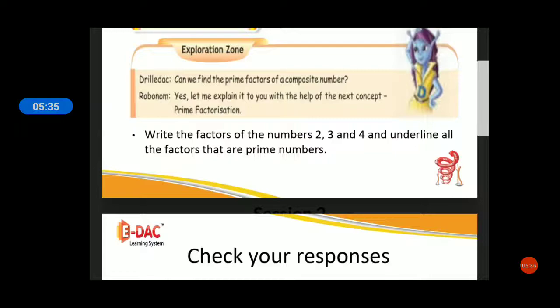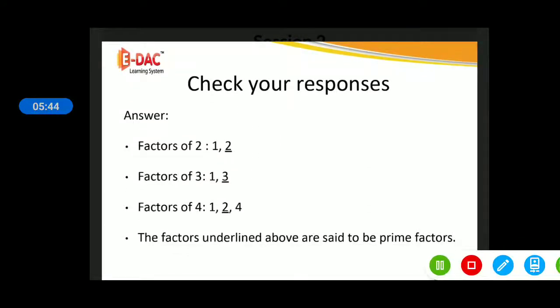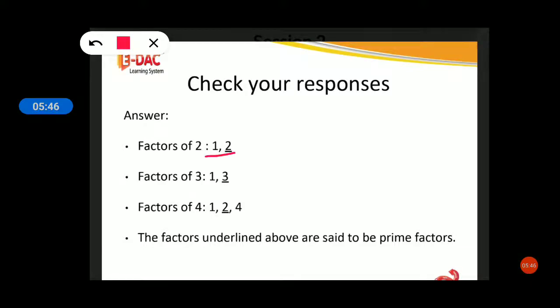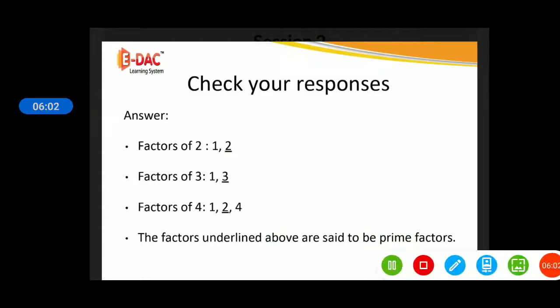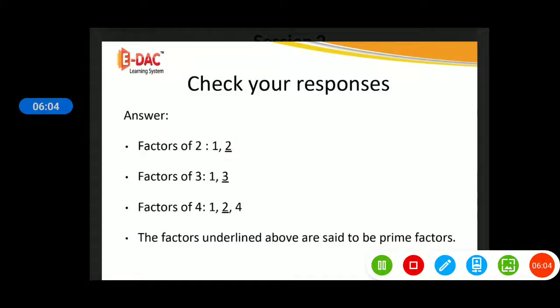See here, we will see an example. Write the factors of the numbers 2, 3, 4 and underline all the factors that are prime numbers. For factors of 2, it is divisible by 1 and 2. For 3, 1 and 3. For 4, 1, 2 and 4. See what prime numbers we have. 2 is the prime number, and other than 2, every prime number is an odd number. So 3, here again 2, we have prime numbers. Other than 2, the prime numbers are odd numbers. 2 is an even number.